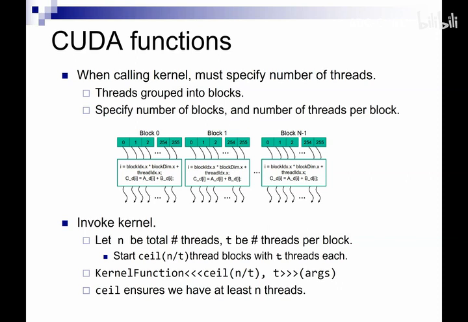The way you call the kernel function is you use this notation: the kernel function, and then you have to use 3 less than signs. Then you give the number of blocks and the number of threads per block, then 3 greater than signs, and then the arguments. This way we're guaranteed to have at least n threads, because the number of threads is the number of blocks times the number of threads per block.